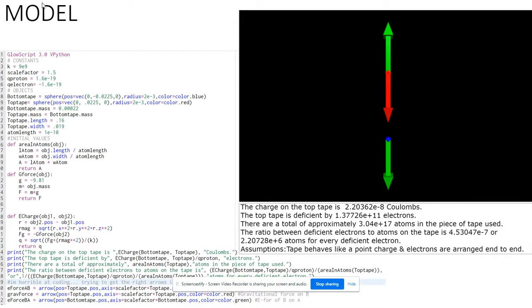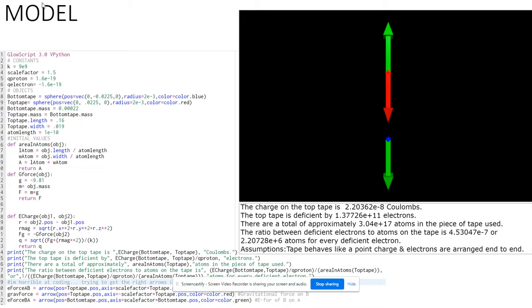The code for the GlowScript model, along with the algebra, is given on the left-hand side, while the model and conclusion questions are answered in the window on the right-hand side. Each sphere represents a piece of tape modeled as a point charge. The green arrows are the net force experienced by the particle as a result of the product of the net electrical field and their respective charge, Q. The red arrow is the net gravitational force experienced by the top piece of tape.